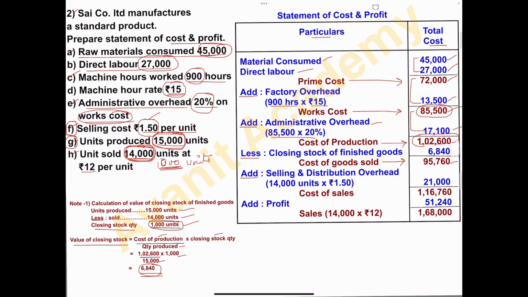So right here, add selling and distribution overhead in bracket. So the number of units sold is 14,000. Selling and distribution overhead we have to calculate on the number of units sold and not on number of units produced.